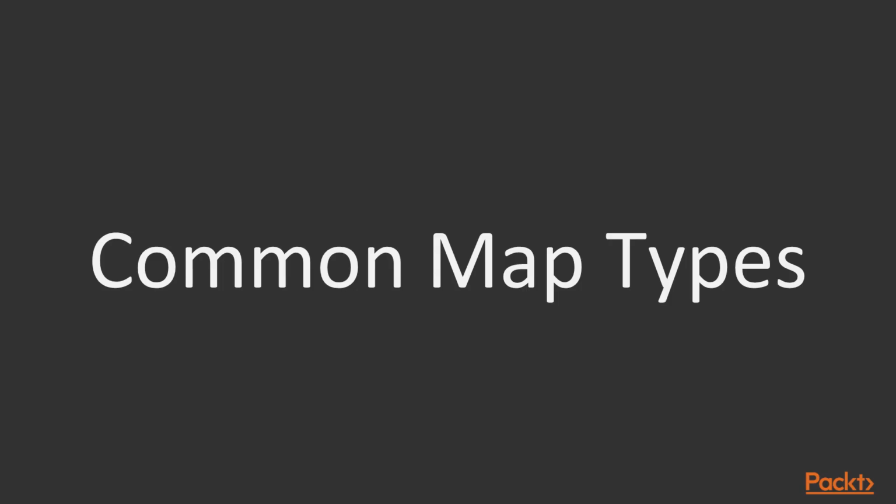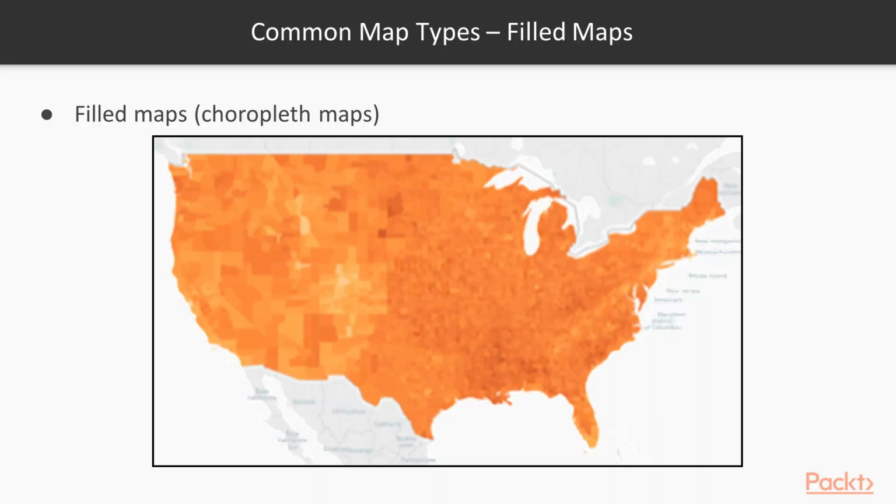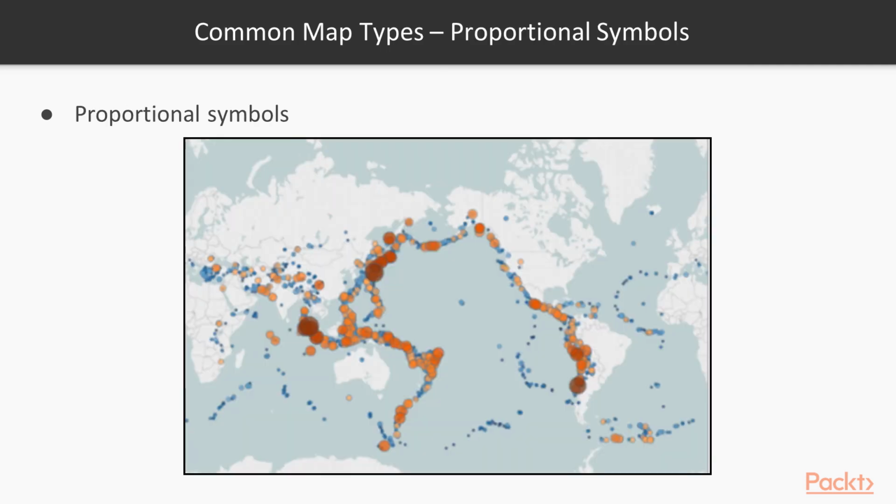So now let's go to the common map types that Tableau offers to give you a sense of what you can do. These are the most basic of each type of Tableau map that's available. The first is called a filled map. This is what we're going to be doing a lot of, which is also known as a choropleth map. I kind of like choropleth because it sounds fancier, but it's really just a filled map. It shows the data by each geographic region.